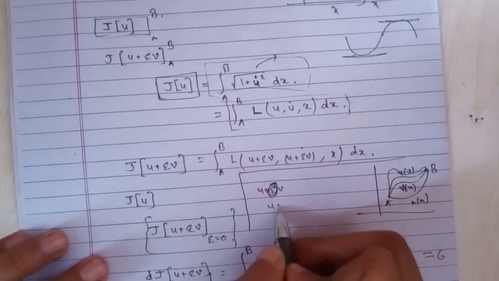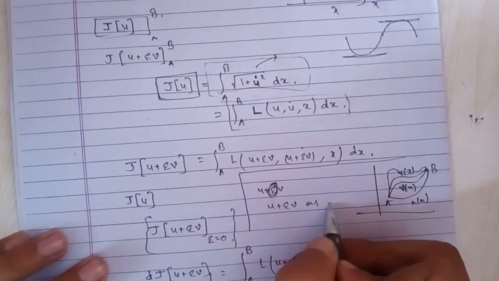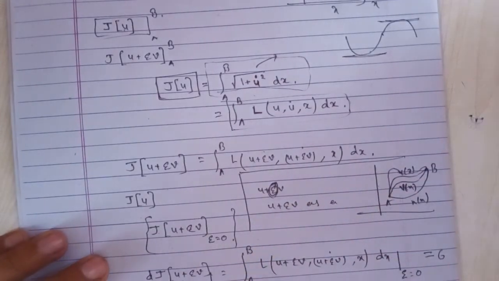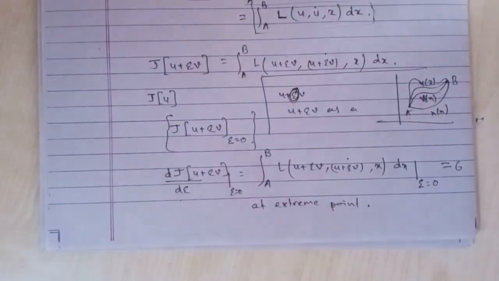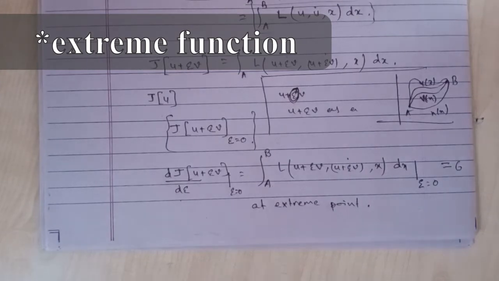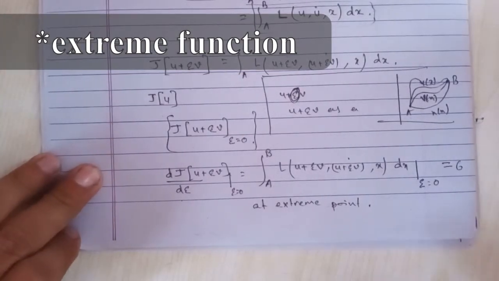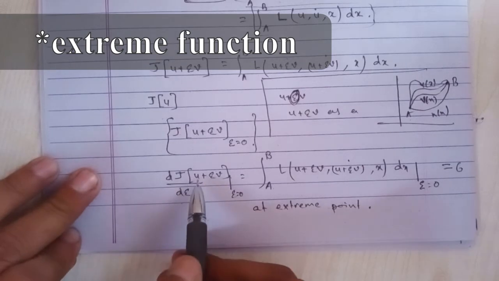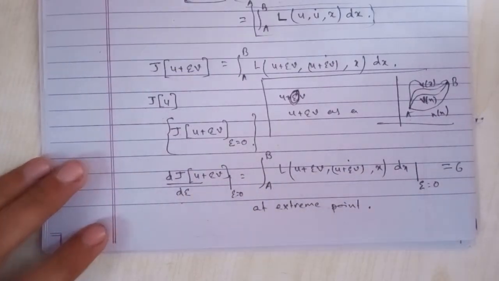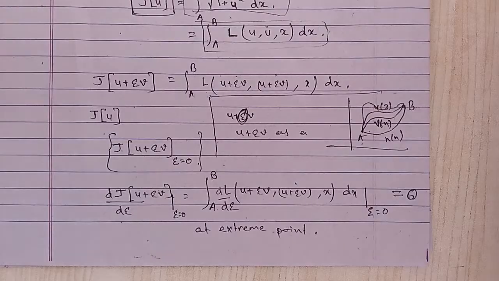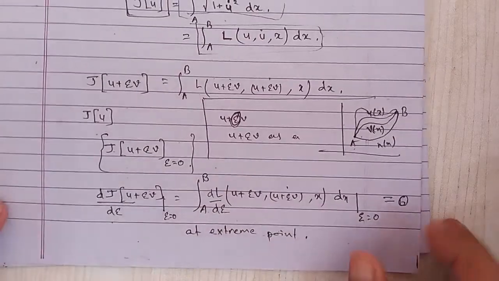So we can write u plus epsilon v as a general function from a to b, which we'll use in the later course. At the extreme point, the rate of change of this functional, where we consider it to be at u, will be 0, whereas at other points it won't be 0. So sorry, dL by d epsilon as a whole. Okay, so let's get to another page and continue with our calculation.